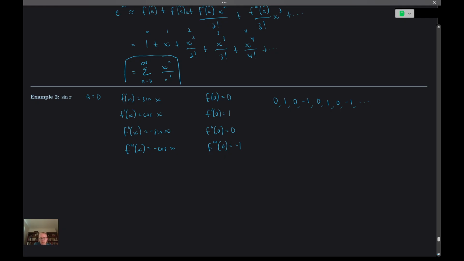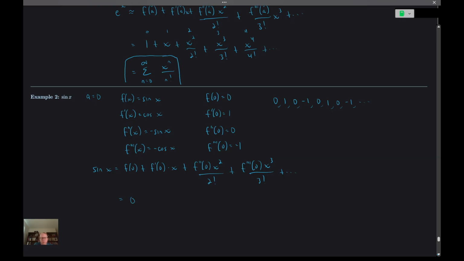Okay. So now, sine of x is going to be f of 0 plus f prime of 0 times x plus f double prime of 0 x squared over 2 factorial plus f triple prime of 0 x cubed over 3 factorial, on and on and on. So now let's fill in what these are.